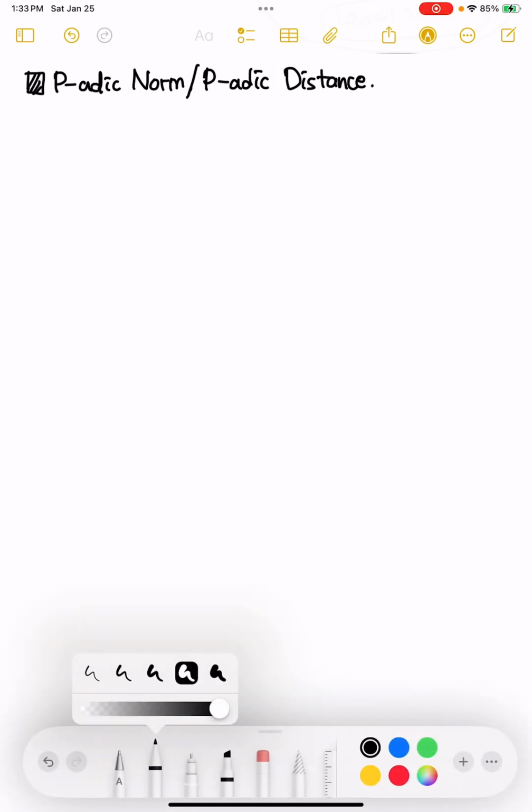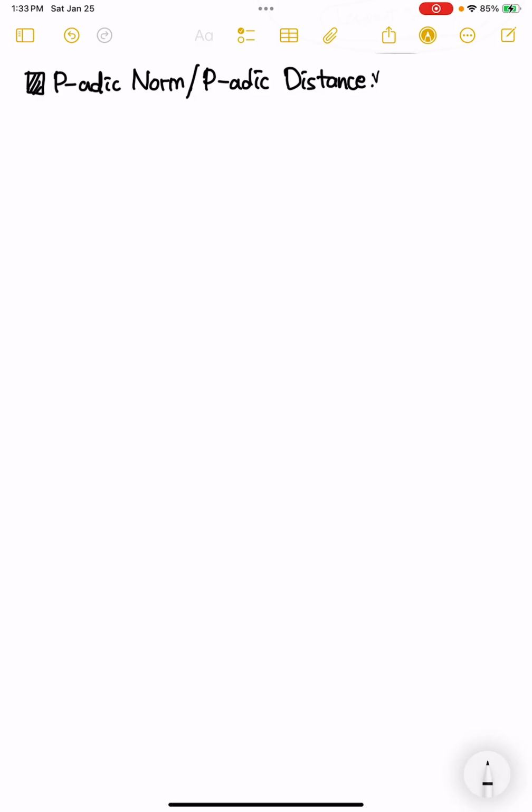Okay. The next theme is a p-adic norm and p-adic distance. Our final goal is to understand p-adic distance. As I said, the p-adic distance, in our lecture, is the distance estimate between two species in a phylogenetic tree. Okay. Then let's see the definition.